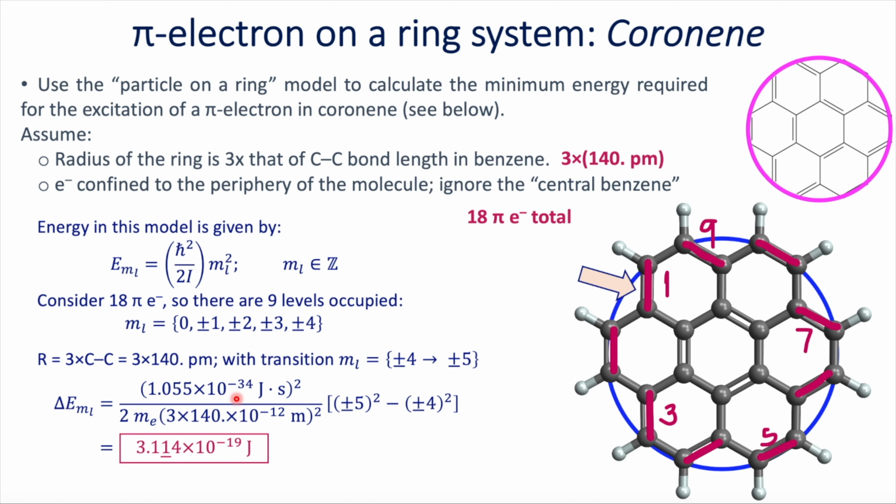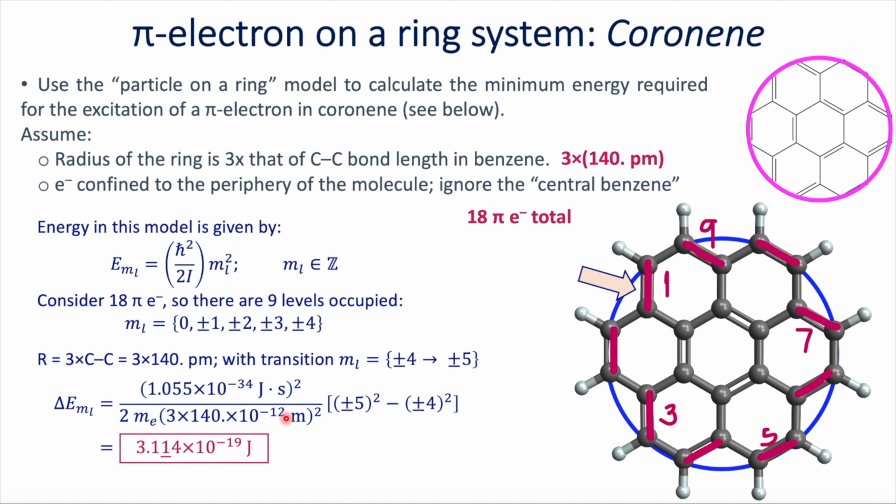When you finish the calculations and punch those numbers into your calculator, the minimum energy required for an excitation in the system is roughly 3.11 times 10 to the minus 19 joules. Again, I invite you to check out the other video where I did similar calculations for benzene, and that's pretty much it. We are done with the estimation of this transition energy.